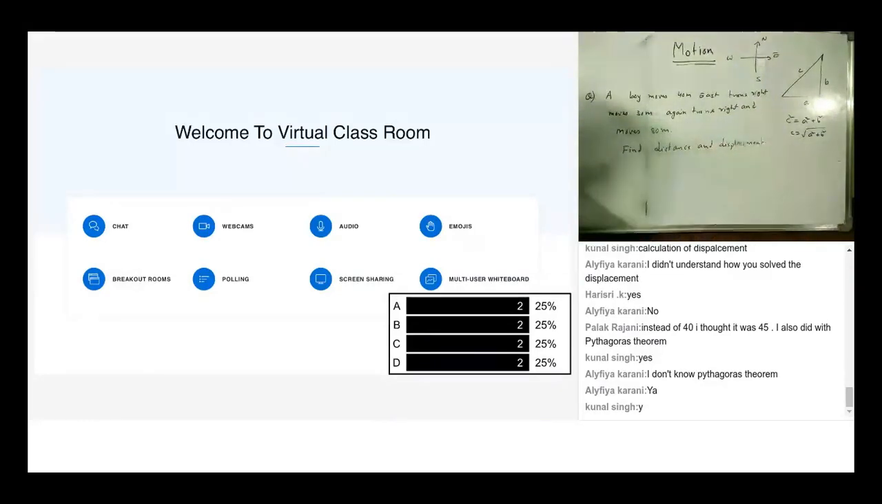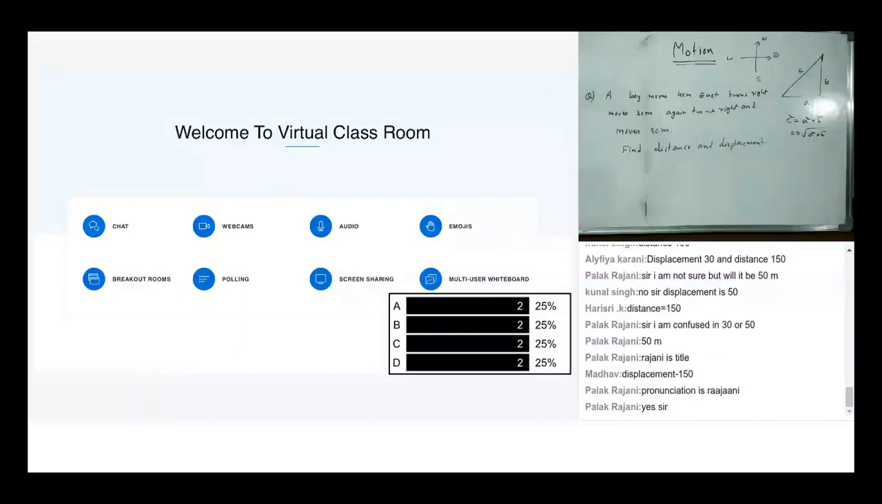Sir, can you tell again the question? I have written the question on the board, but if my handwriting is not legible, I'll just read it out for you. A boy moves 40 meters east, turns right, moves 30 meters, again turns right, and moves 80 meters. Find distance and displacement, right?